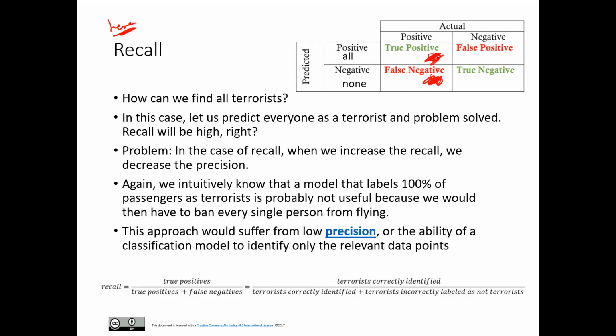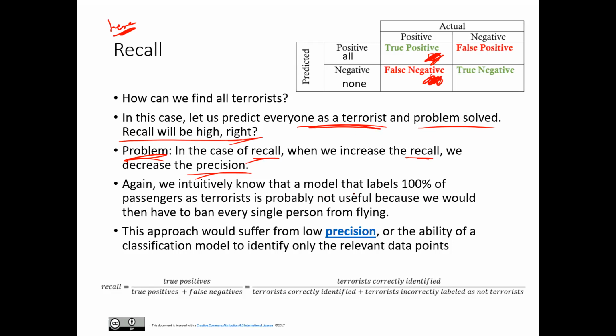So how can we find all terrorists? In this case, let us predict everyone as a terrorist. Obviously, if everyone is labeled as a terrorist, we solve the problem, right? We found them. The recall will be high because we found all, we didn't miss anyone, but then there's a problem with that. When we increase the recall, we decrease precision. So we have high recall, we found everyone, but the precision of all that we found is not very good.